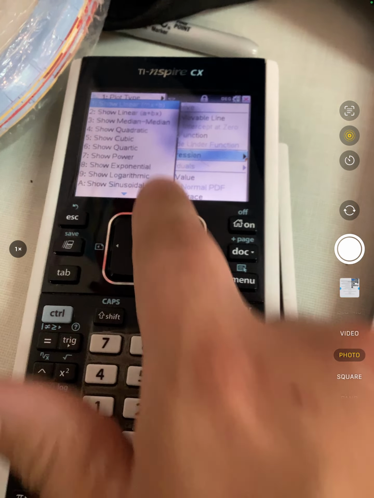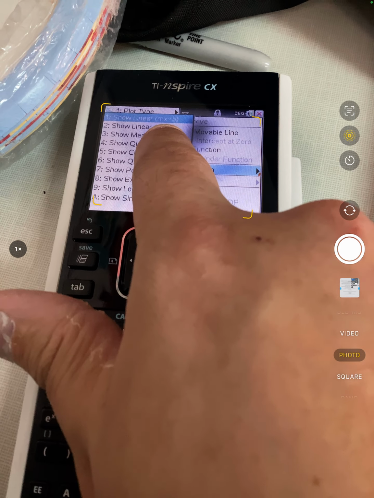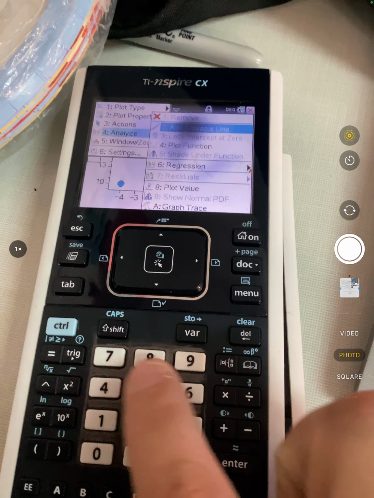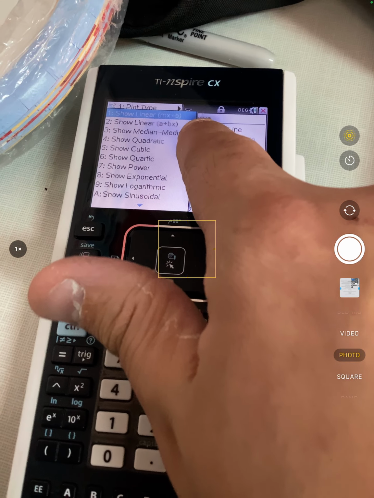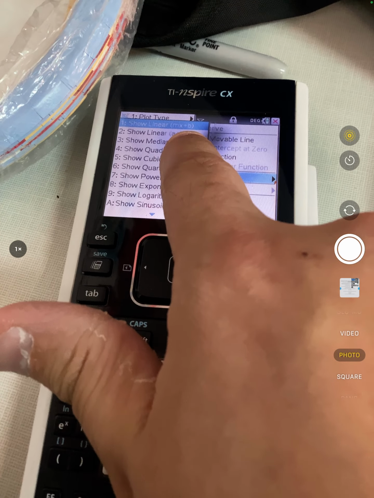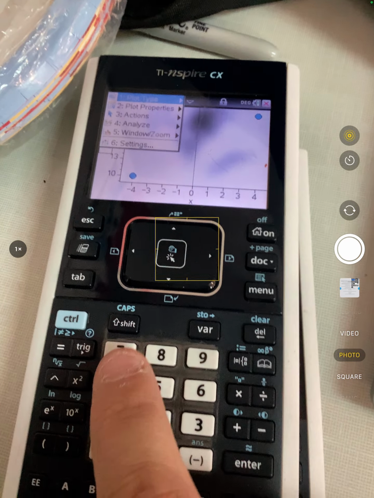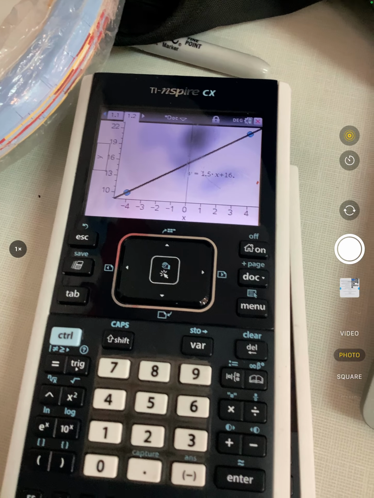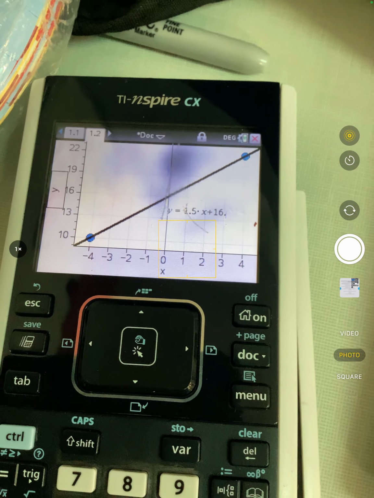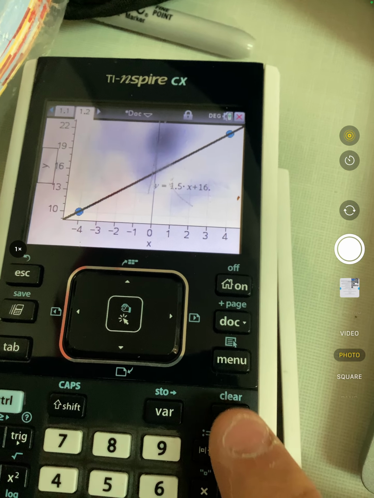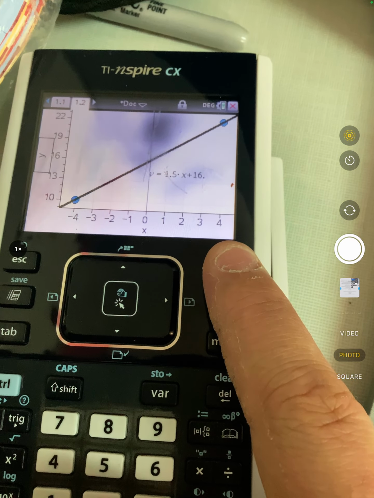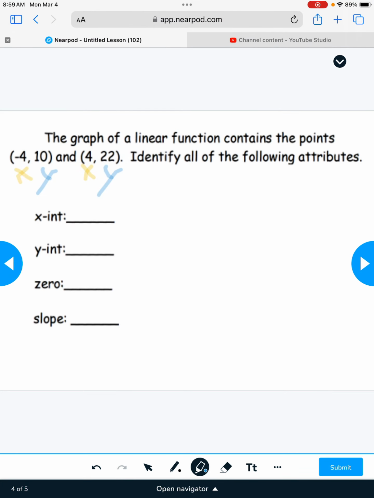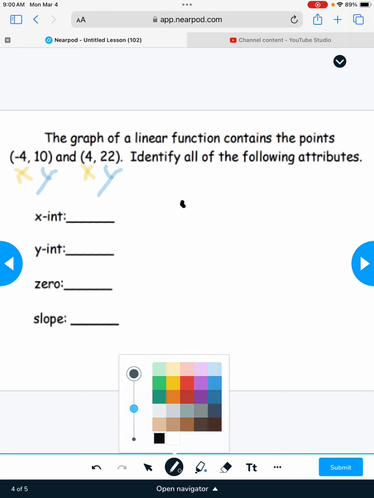And then 1, because you see where it says show linear y equals mx plus b. I don't want it to be in a plus bx. I want to get mx plus b because that's my slope-intercept form equation. So I'm going to push 1 to get that, and then I can see my equation, y equals 1.5x plus 16. That 1.5x is interesting because we would need to actually convert that to a fraction.